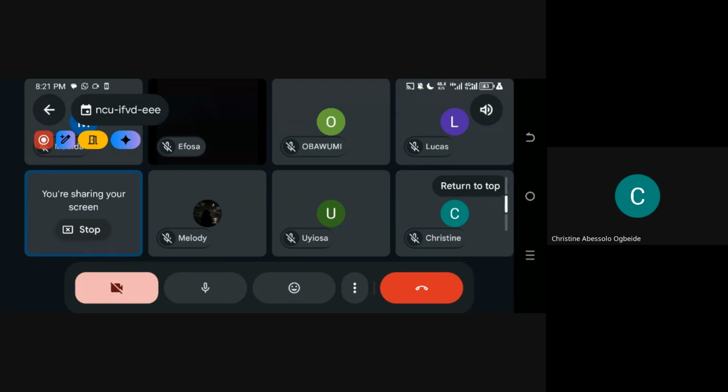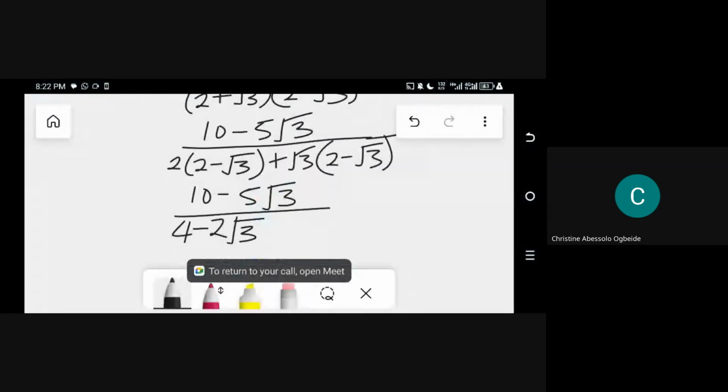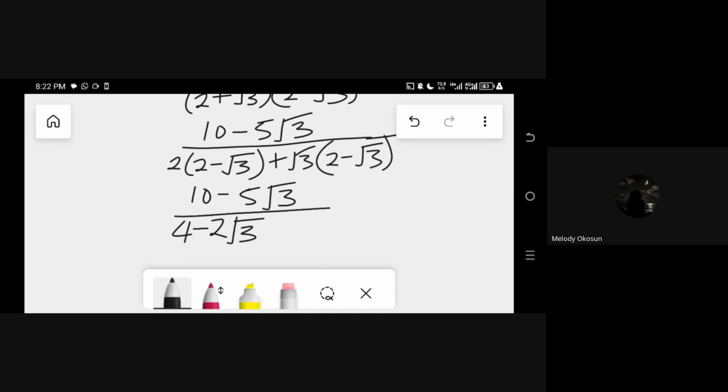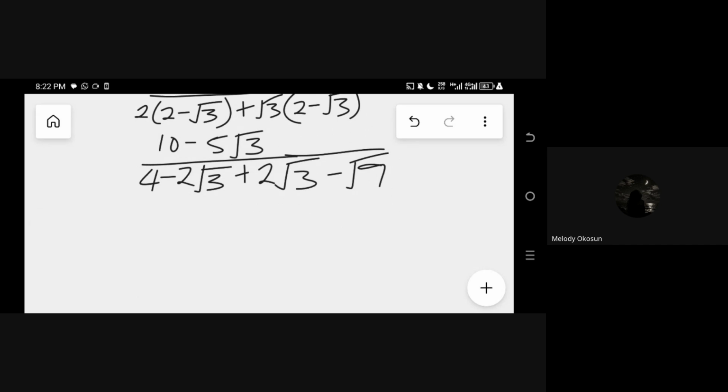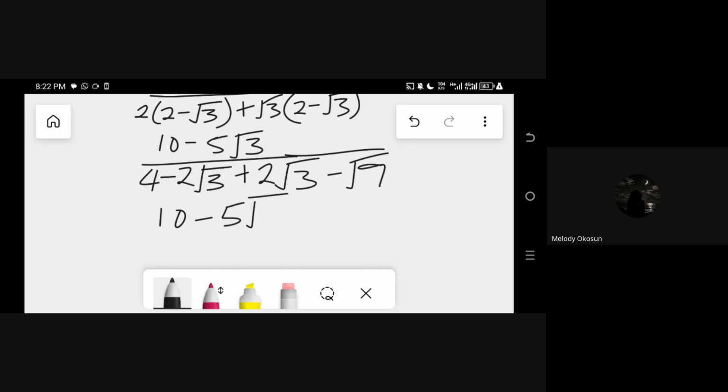Melody, expand the second bracket. It has nothing to do with conjugate or whatever. It's what we've done before, expansion of brackets. So look at the second bracket and expand it. Root 3 times 2 minus root 3, plus 2 root 3 minus root 9. Okay, minus root 9.